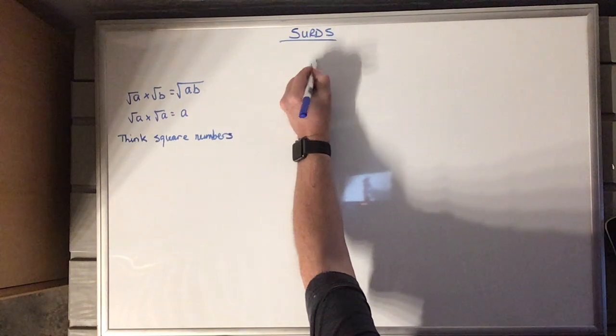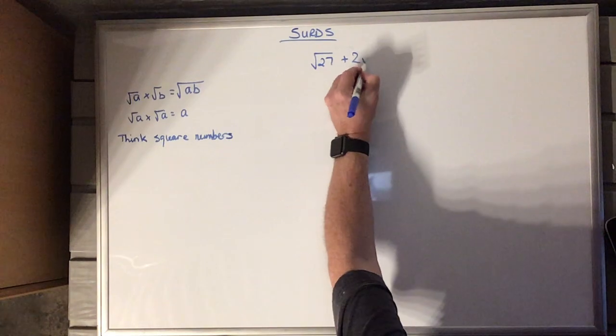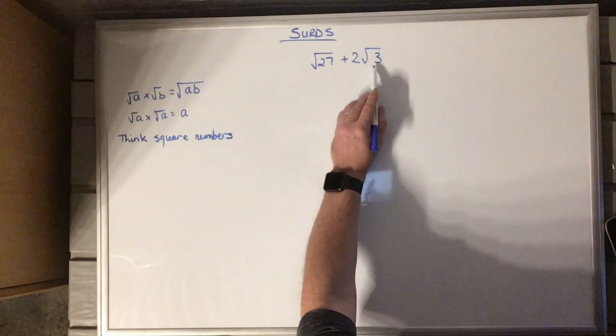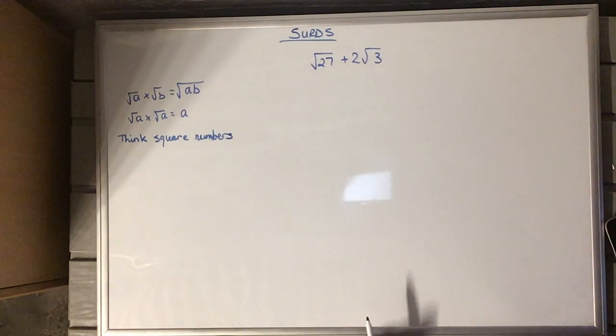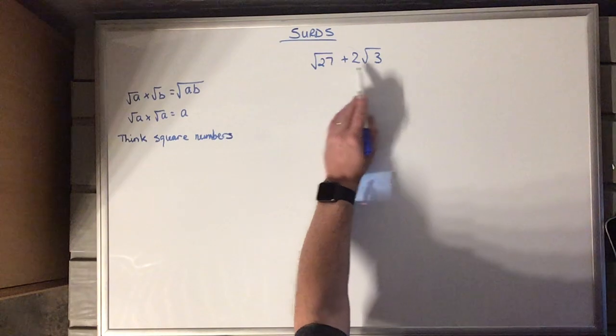Got root 27 plus 2 root 3. Now, this question says simplify, which basically means tidy it up. So we can simplify it down, tidy it up. Now, to tidy things up, we have to have the same surd. So the surd here is 2 root 3, so we have to have root 3's. And if we have root 3's, then we can tidy them up. If they're different roots or different surds, we can't tidy them up. So we need to change this into root 3's if we can.